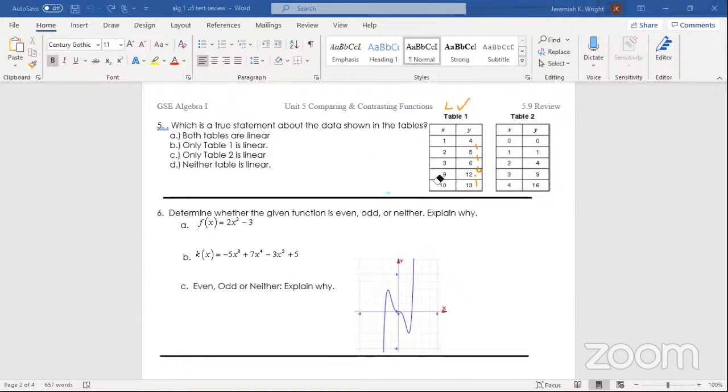And then let's look at this other one. 0, 1, 2, 3, 4. I'm not going to let them trick me again. All right, so all our x values go up by 1, so I want to look at my y values. 0 to 1 is 1. 1 to 4 is 3. 4 to 9 is 5. 9 to 16 is going to be 7. So this one is not linear.